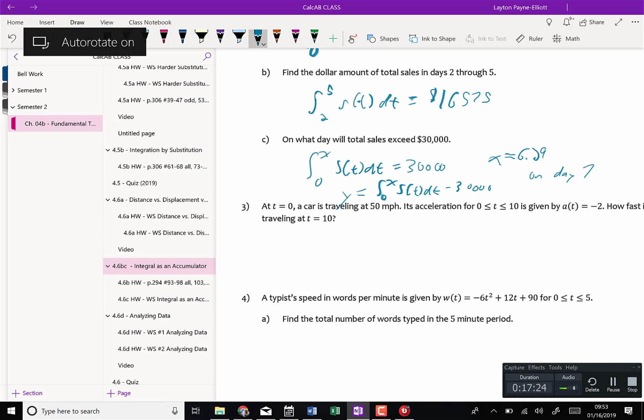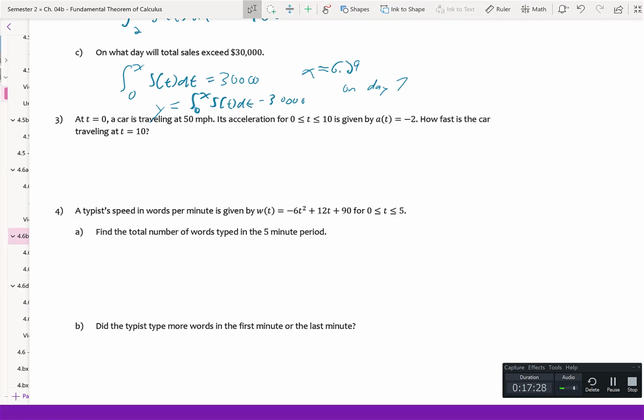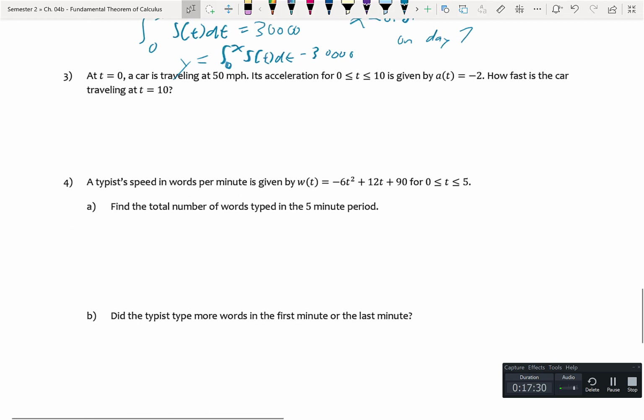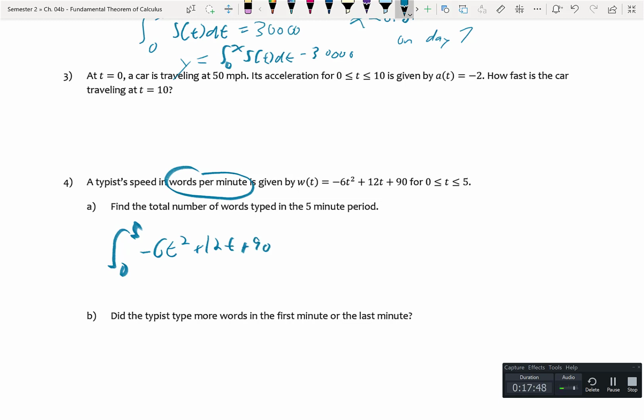Okay, let's get down to an easier example. Number 4, find the total number of words typists typed in the 5-minute period. How would you find that? Integral 0 to 5. The key there is total, and it gives you a rate in words per minute. So 0 to 5 minutes of negative 6t squared plus 12t plus 90.